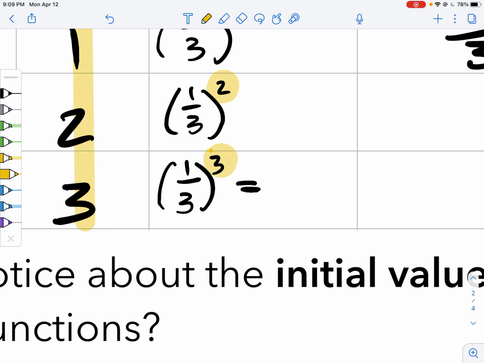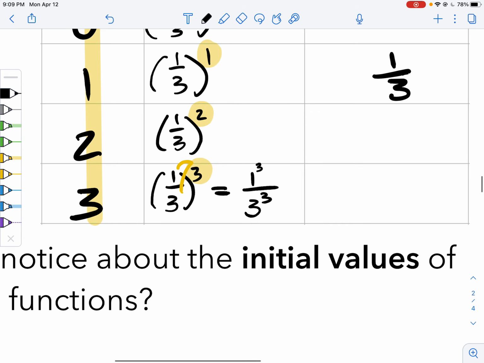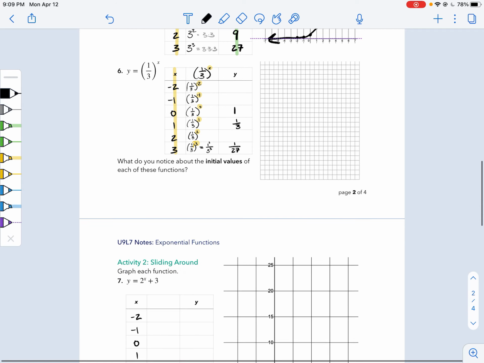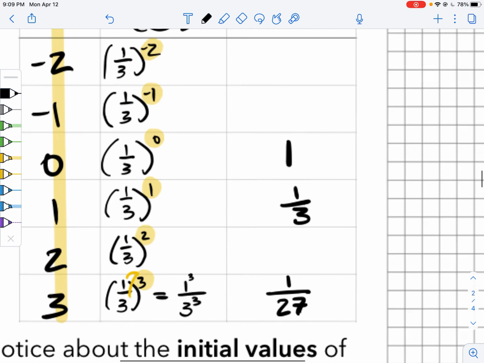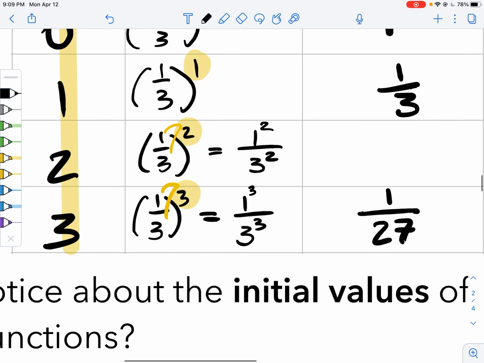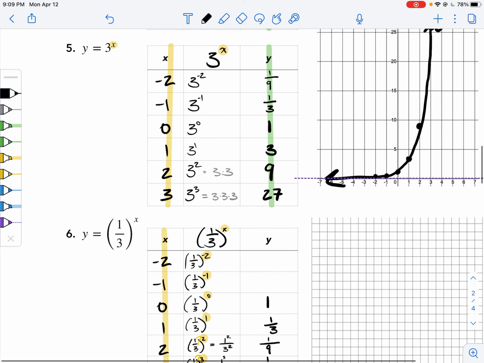So when we have an exponent on a fraction, we can distribute it. This is the same thing as 1 cubed over 3 cubed. 1 cubed is 1, and 3 cubed is 27. I feel like we just did this. What a coincidence. Okay, same thing with this 2. We can distribute it, which gives us 1 squared over 3 squared. 1 squared is 1. I love 1. So good. 3 squared is 9. I feel like I've seen this pattern before.